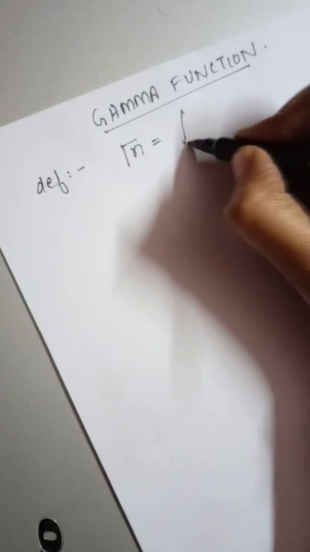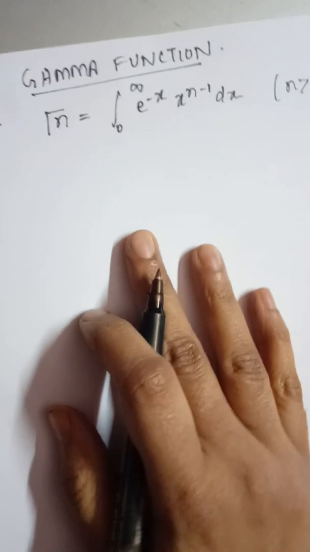Now first of all, let's understand what the definition of the gamma function is, what it actually means. Gamma n is the integral from 0 to infinity of e to the power minus x, x to the power n minus 1 dx, and n should be greater than 0. This is the definition of the gamma function.